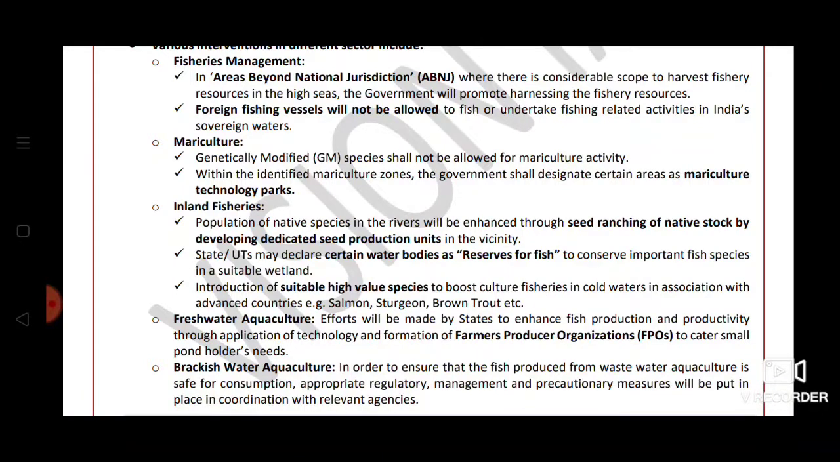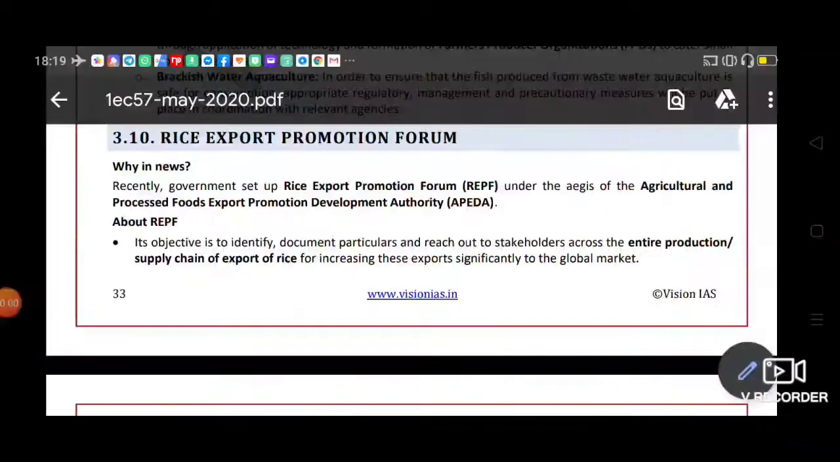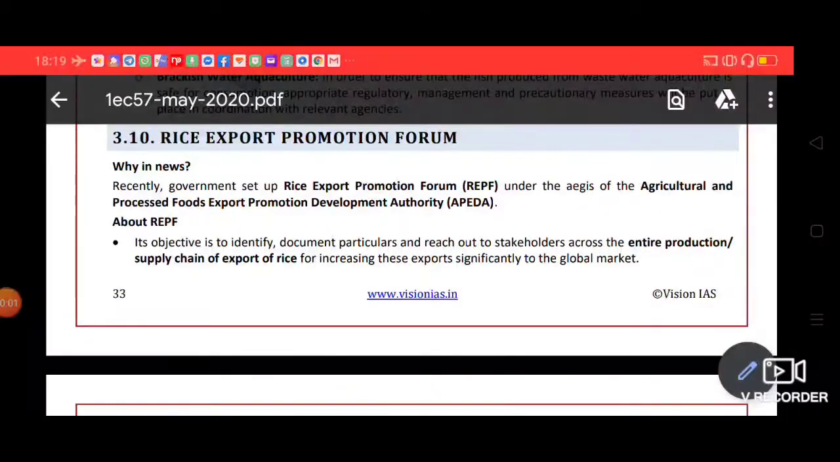So what did we see? We saw what are the problems of the fisheries sector in India, some basics on the fisheries, what does the plan say, what are the objectives and what other interventions. The next article that we are going to see is Rice Export Promotion Forum.